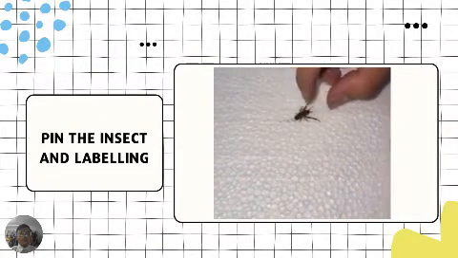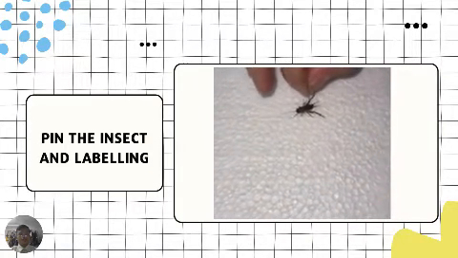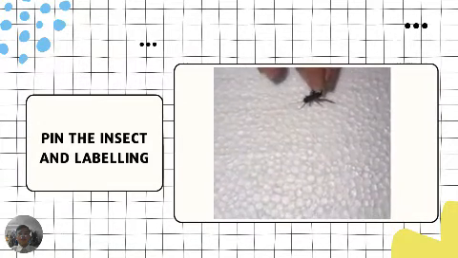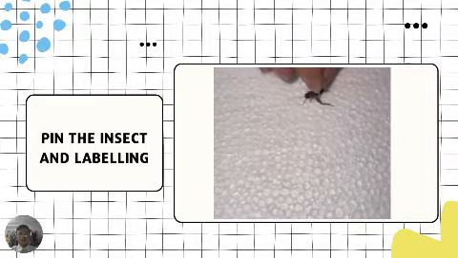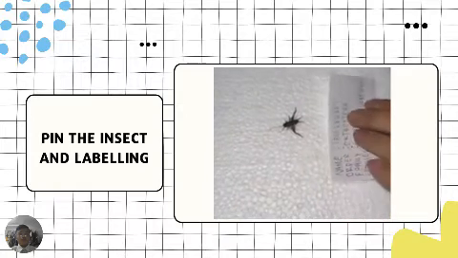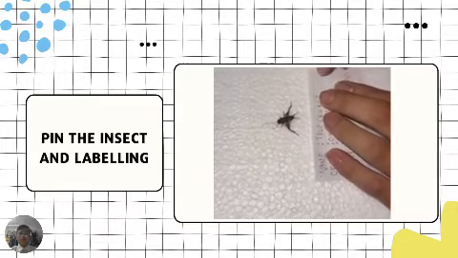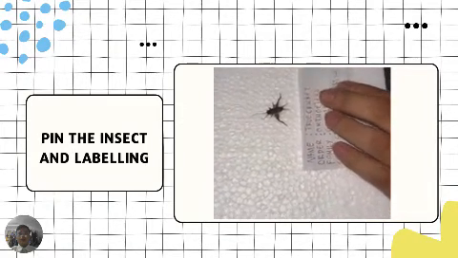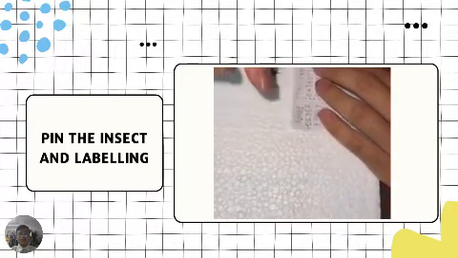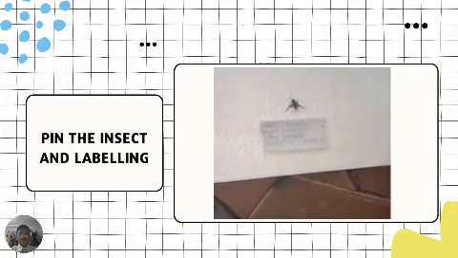And this is the process of pinning and labeling the insect. The reason why we need to pin it is to make sure the insect will not move, and the reason why we need to label it is because we will know the common name and the original name for the insect that we chose, which can give information for us.